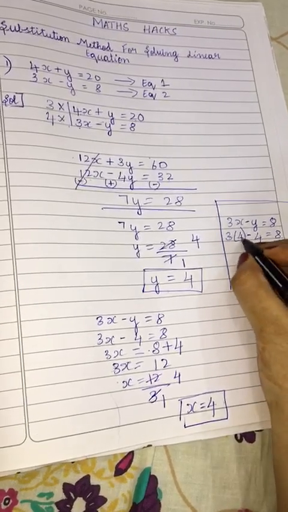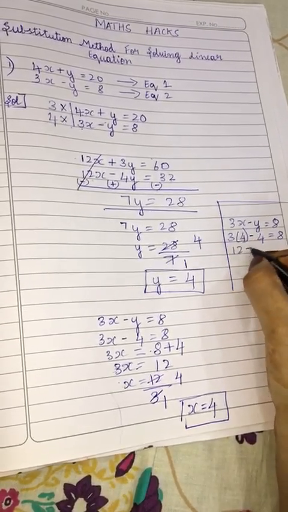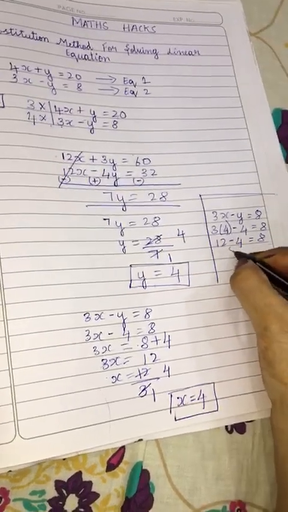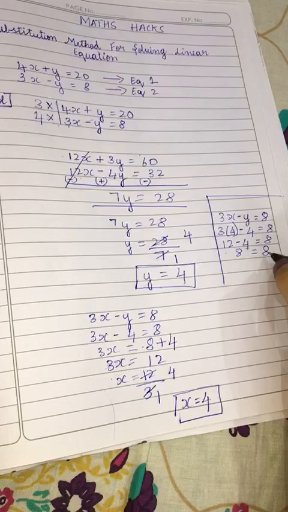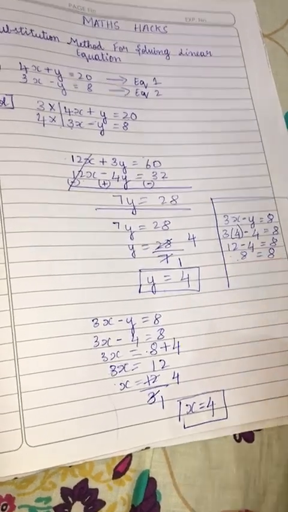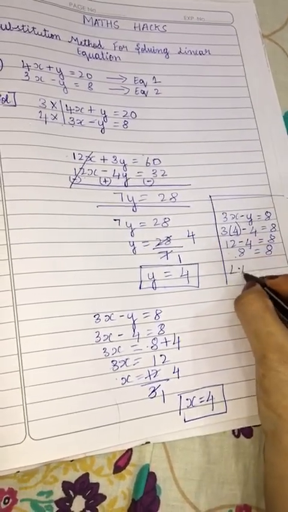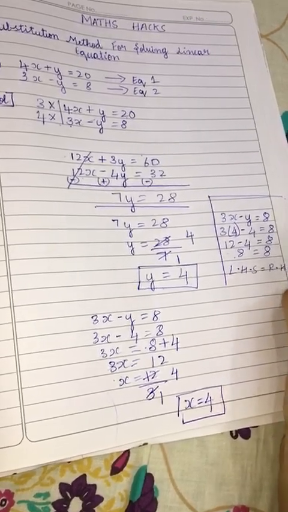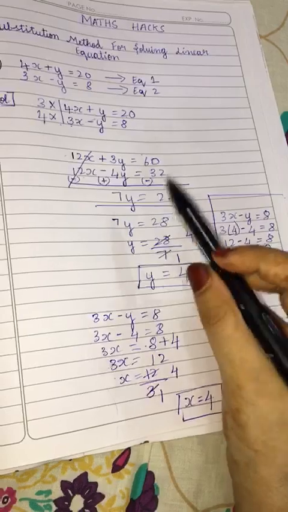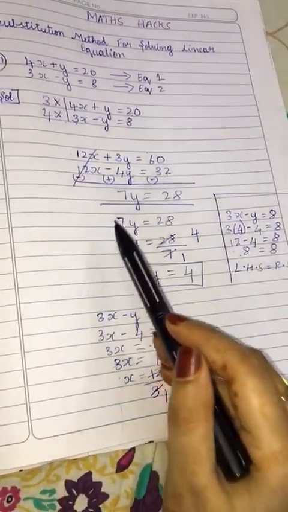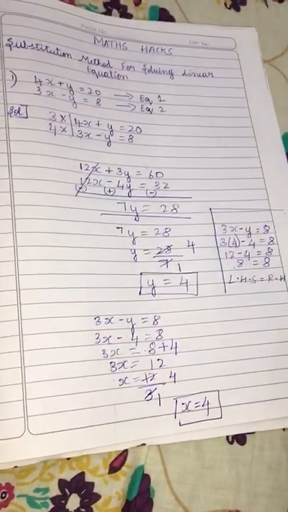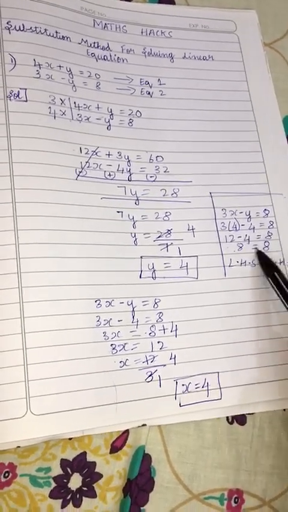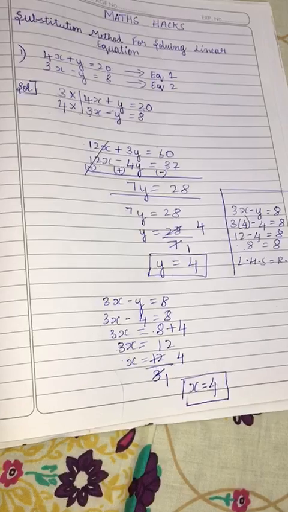Now 3 into 4, 3 4s are 12, minus 4 is equal to 8. 12 minus 4 is 8. 8 is equal to 8. See, LHS is equal to RHS. Left hand side is equal to right hand side. So this proves that the whole solution we did is correct. If we get LHS equal to RHS, both the answers we have are correct.